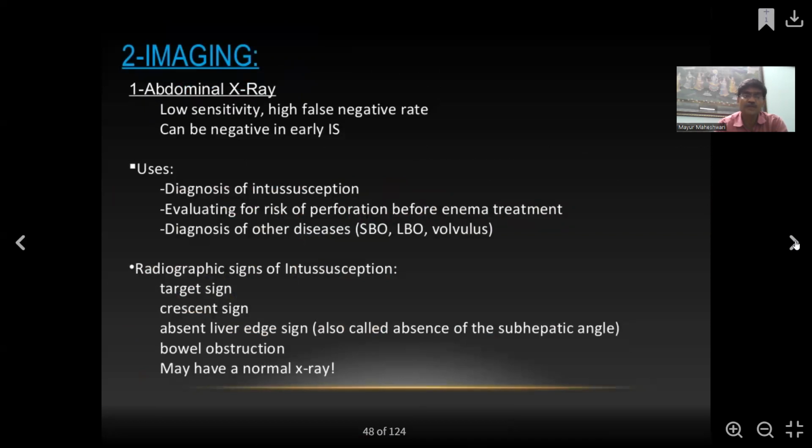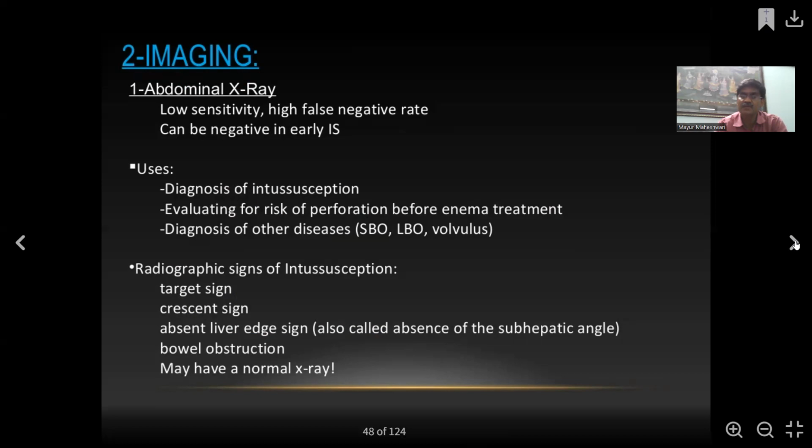How will you diagnose that condition? So you do a simple X-ray abdomen, although it is not very helpful and can be negative in early stages. Then the most important investigation for the diagnosis of intussusception is ultrasound. So you have to evaluate the risk of perforation before planning an enema treatment. The X-ray will help you if there is already a perforation, and in diagnosing other diseases like volvulus.